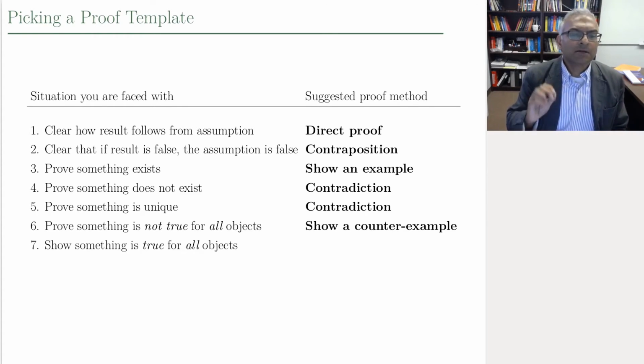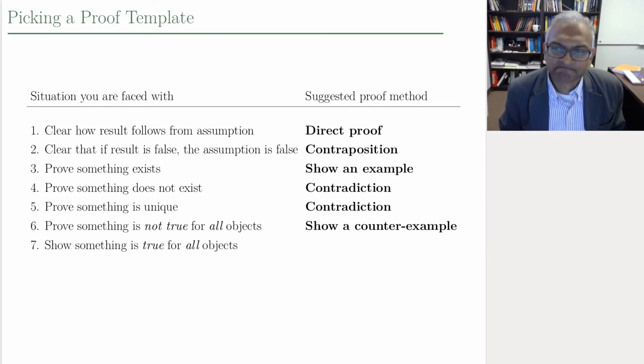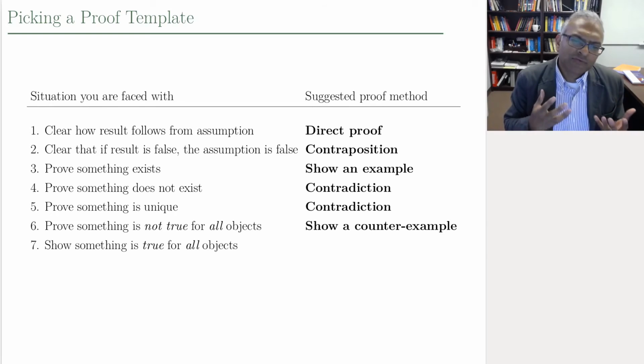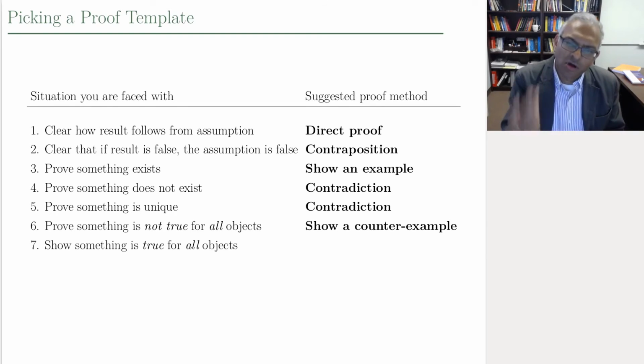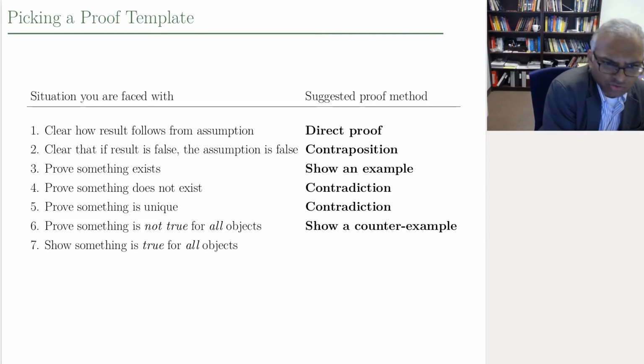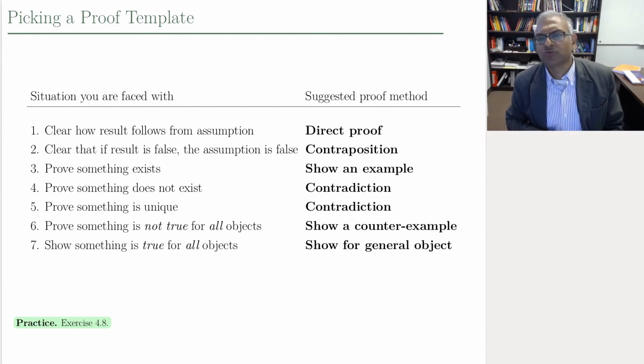You want to show that something is true for all objects. That's much harder. We'll talk a little bit about that next time, but what you have to do is consider a general object and show that it's true. You can't limit yourself by saying, I'm going to consider this particular kind of object and show that it's true. You have to show it for all objects, so you have to show it for a general object.